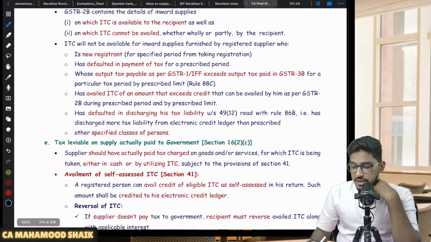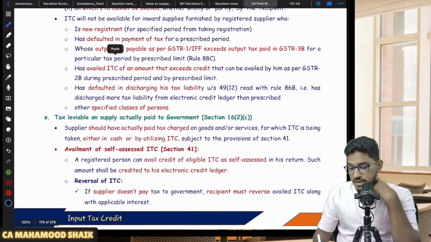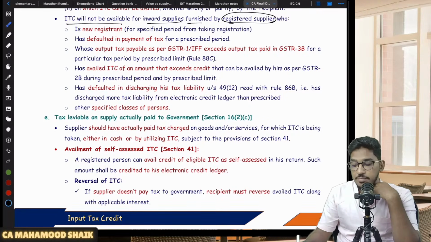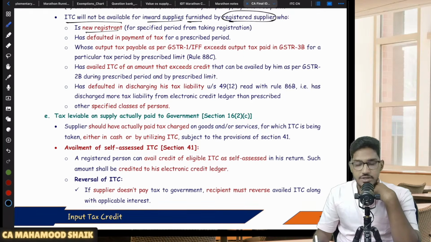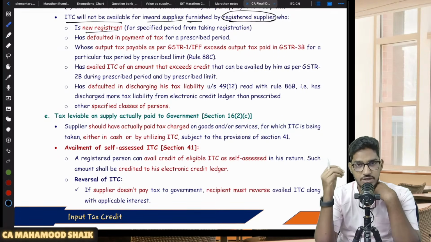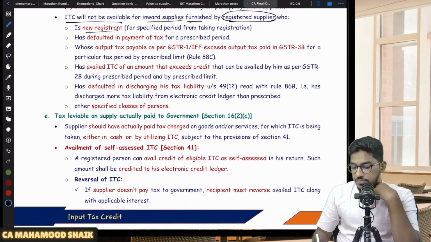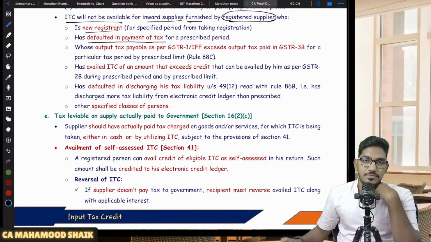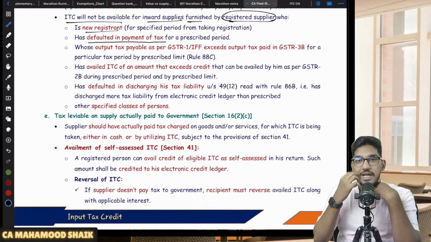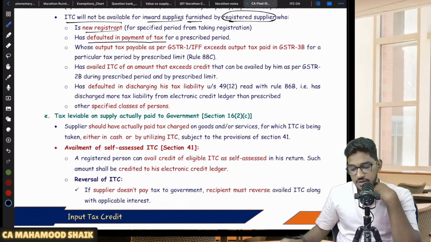Generally, ITC is restricted in these cases. Here it is saying ITC will not be available for inward supplies furnished by a registered supplier. That means if you are buying goods or services from a new registrant, for a short duration, that ITC will be kept under the not available category. And in case you are buying from a supplier who has made a default in the payment of tax, in case your supplier has not made the payment of tax, then also it will be shown under the not available category.